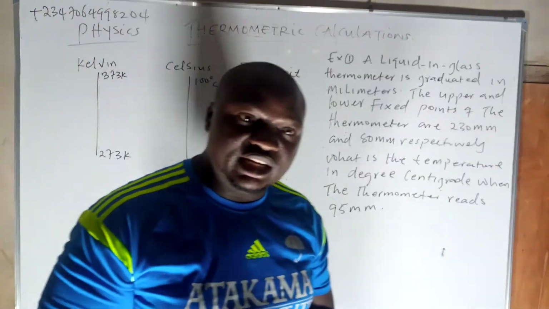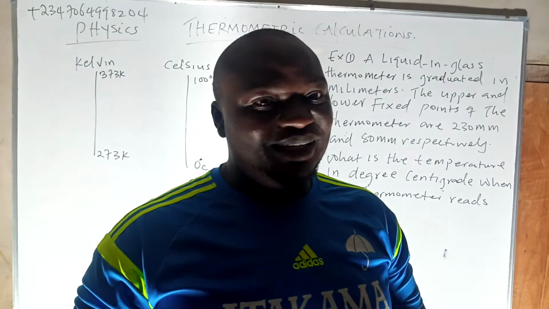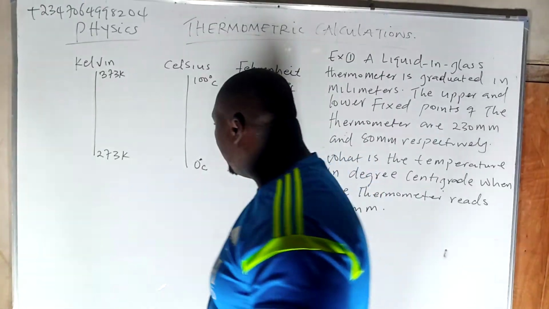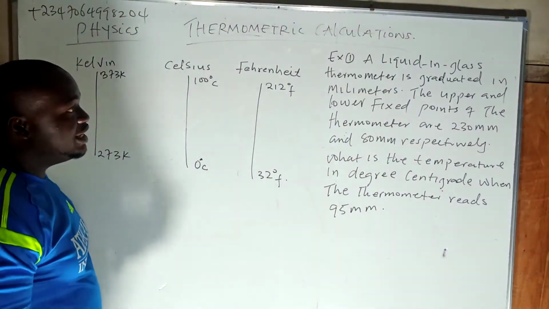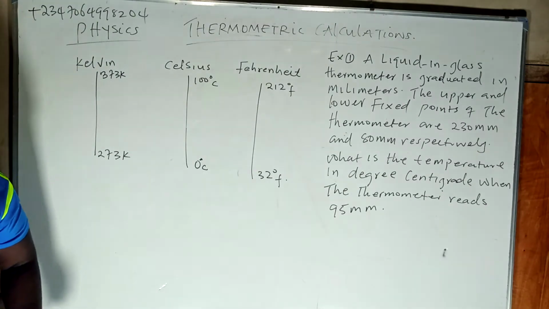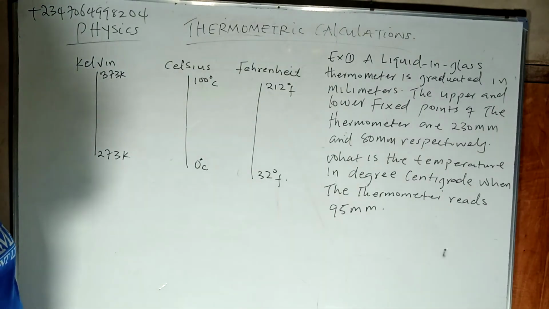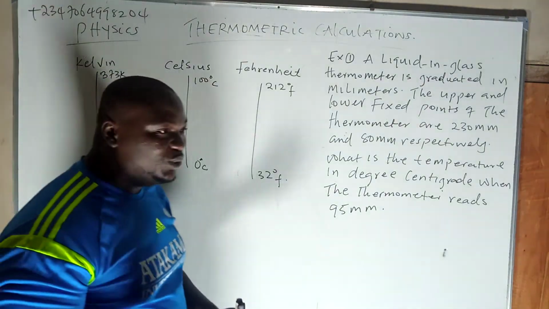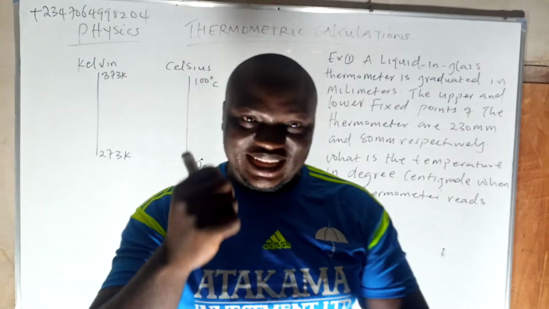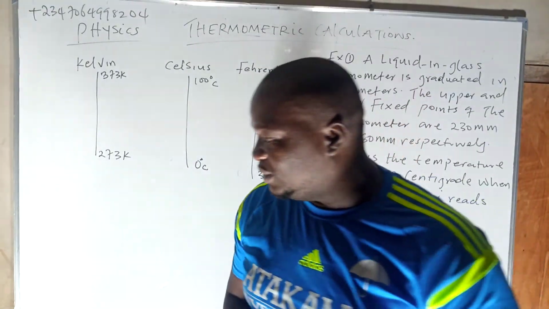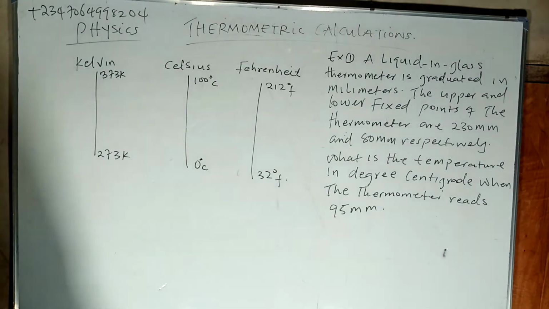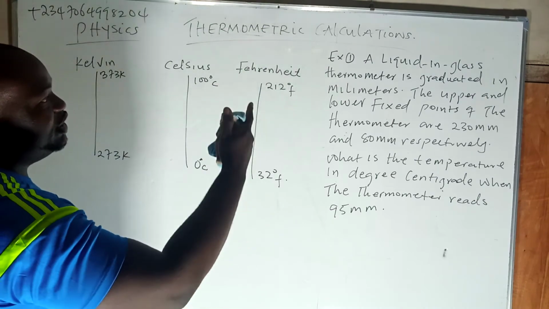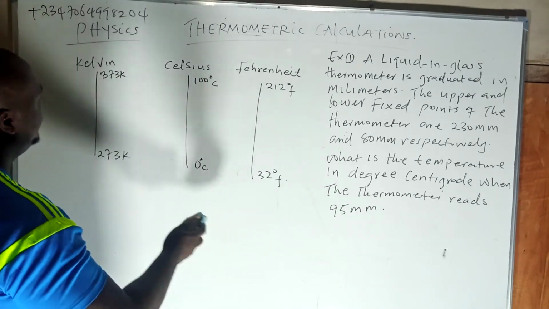This thermometric calculation is an easy calculation in physics. In just two examples, you grab it. Let's go. Example number 1 is at the board here. A liquid in gas thermometer is graduated in millimeters. They now said the upper fixed point. If you want to be good on this topic, immediately you are reading it, you are writing it down. Look at what I'm saying. A liquid in gas thermometer is graduated in millimeters. Yes, the upper and lower fixed point of the thermometer.